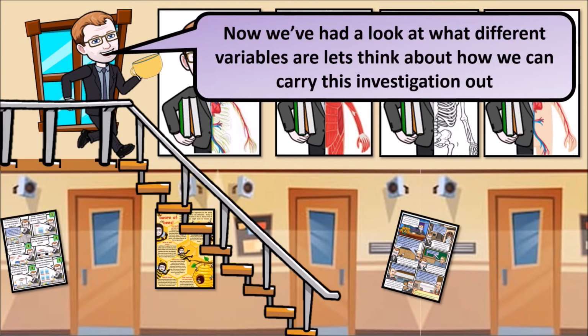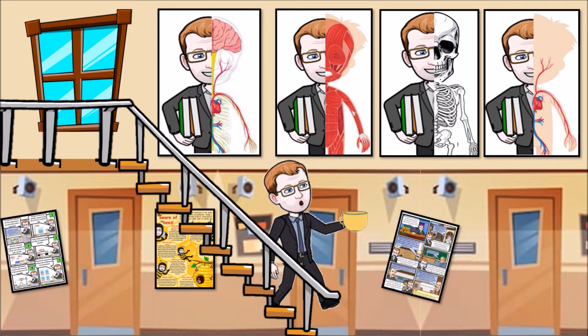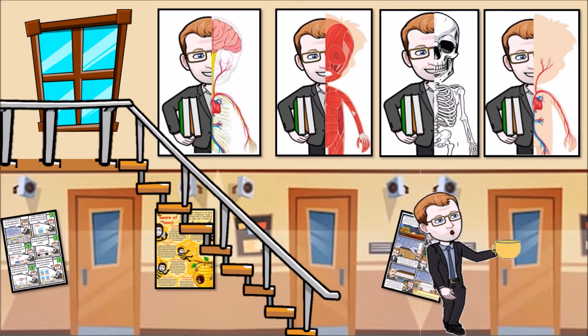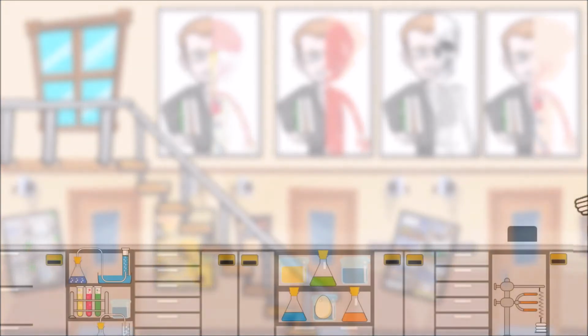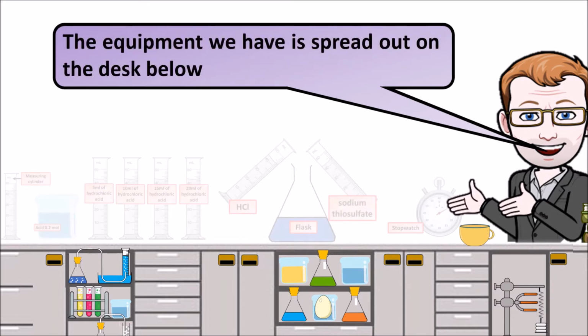Now that we've had a look at different variables and things, we can go and look at how we carry out the investigation. So remember, when you put a method together, it needs to be detailed. In this investigation, we are going to look at how changing the volume of a reactant affects the rate of reaction. So some of the equipment is shown below.